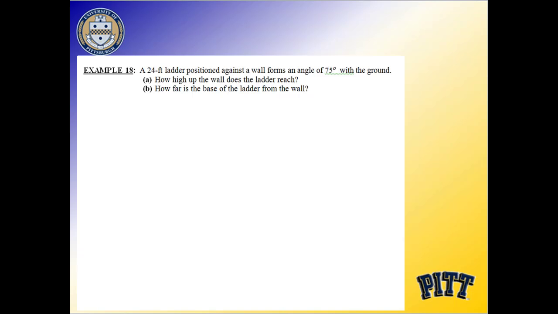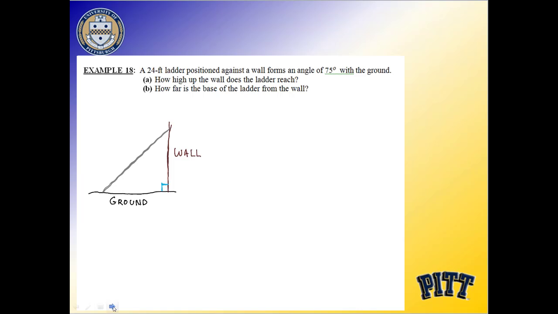How high up the wall does the ladder reach, and how far is the base of the ladder from the wall? When you get situations that are describing a picture to you, it's a good idea to draw a picture. Now you're going to see here, I'm an artiste, and I really draw this very accurately. I mean, here's my ground. It's a horizontal line, wall, vertical line.